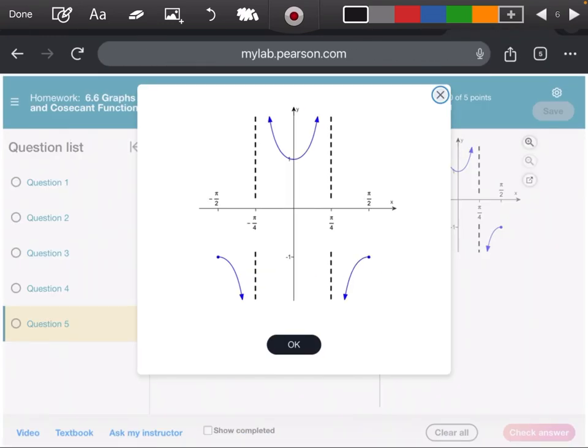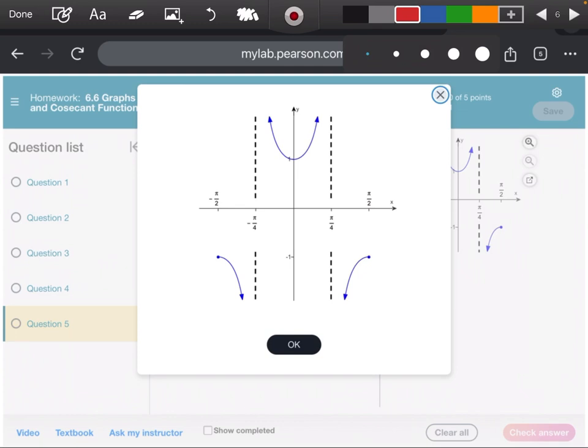Remember, in order to graph these secant or cosecant functions, we're going to look at the graphs of either the sine function or the cosine function. So when I'm looking at this, my approach is I want to know what the parent function looks like. Is this going to be either a sine function or a cosine function? Let's see if we can figure some things out here.